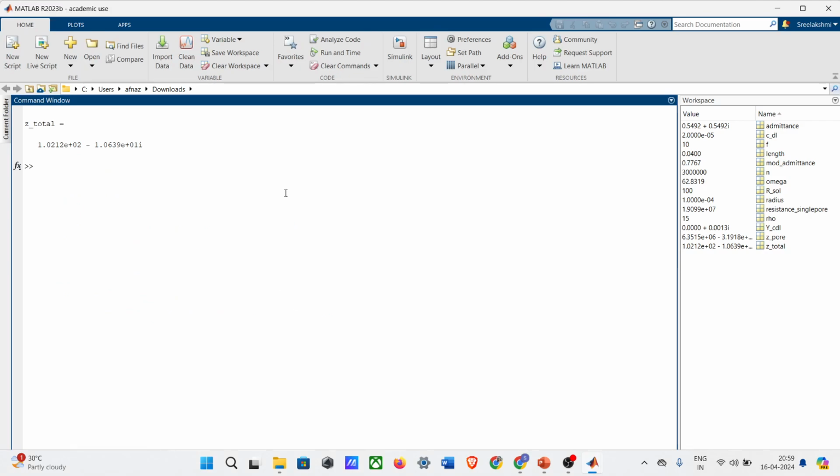So Z total equals 102.12 minus 10.63 i. So this becomes your ninth question's answer. This becomes your 10th question's answer. I'll discuss that in detail in the next class. Is that okay?